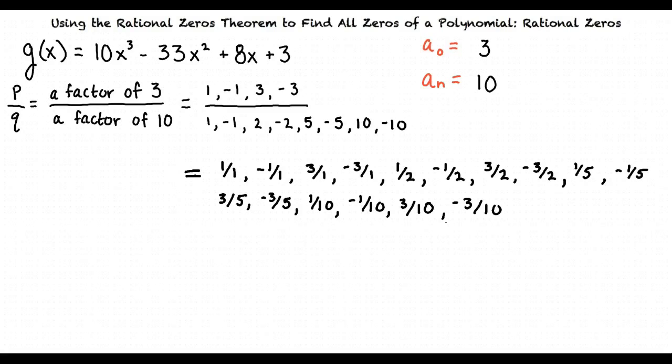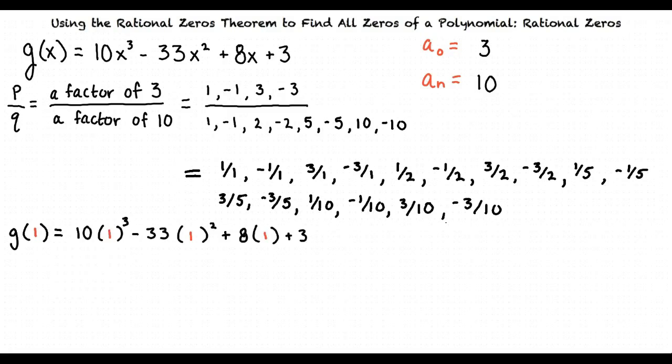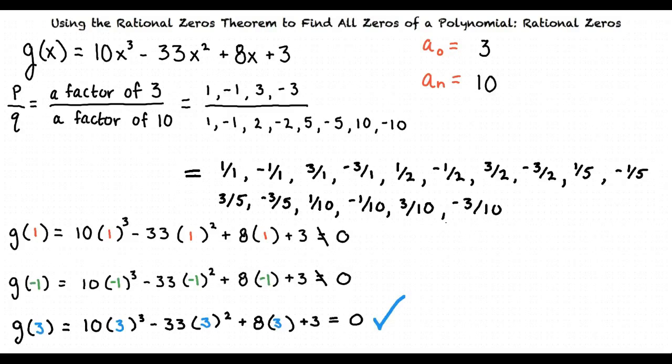Next, we can check these numbers until we find a zero of g of x. 1 over 1 simplifies to 1. When we substitute 1 in for x, we can see that g of x equals negative 12. This does not equal 0, so it is not a zero of g of x. We can follow this same process until we find a zero of g of x. We can see that 3 is a zero of g of x. And we can use this knowledge to find the remaining zeros of g of x.